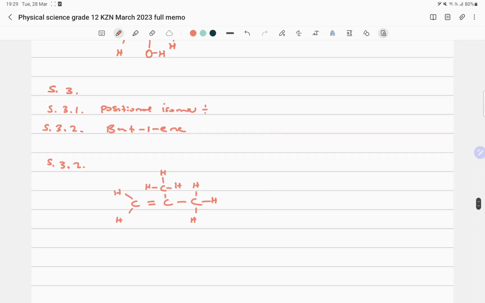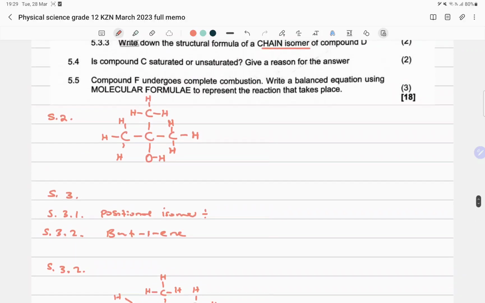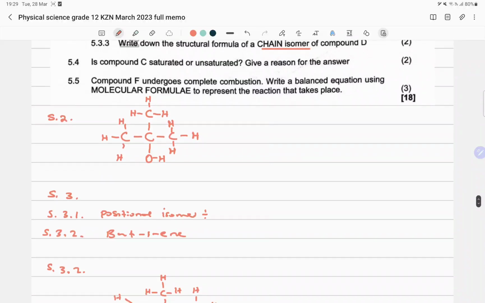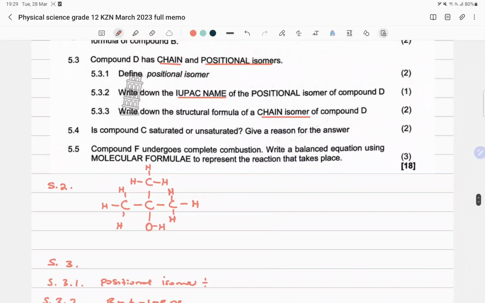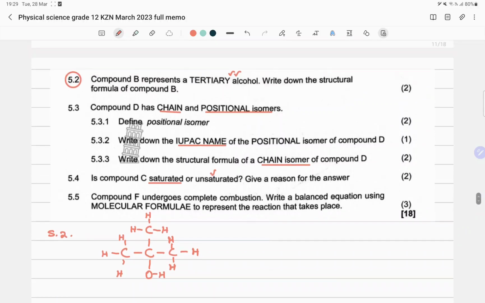This could be the only one, because if you take this methyl group and put it at the end, it no longer becomes a side chain, but it becomes the longest chain. So it becomes a but-1-ene. No, we wanted a chain isomer, so meaning the chain should be different, but we should have the same molecular formula or molecular mass. Okay, that's it, guys. Now 5.4: is compound C saturated or unsaturated?